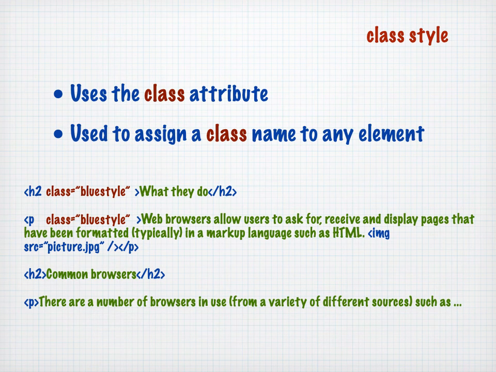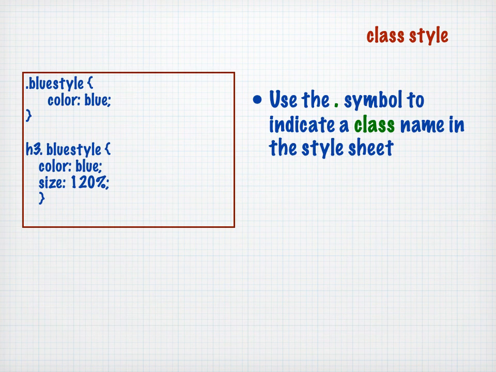Now with ids, we use the hash symbol, but with classes we use a dot. So here's our style definition for blue style. So we go dot blue style, and you can see what I've done there is I've set the colour to be blue. And that will apply that style to everything that uses that class. I'll just mention here, we can actually be more specific. So for example, we could say h3.bluestyle, and what that would say is look specifically for the h3 tags, and those h3 tags that have a blue style, those are the ones that these style rules will apply to.